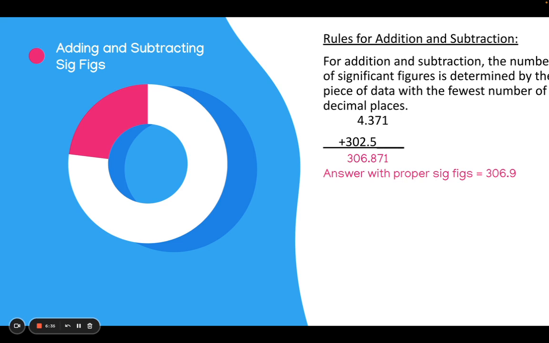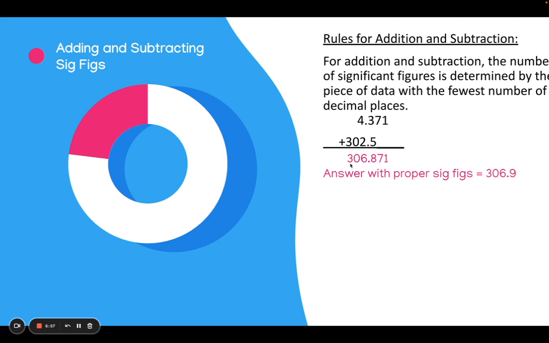So we also add and subtract using sig figs. They have 2 different rules. Rules for adding and subtracting. These numbers are a little skewed here in the example because I wanted to line up the decimals. So the answer with proper sig figs should always have the least number of decimal places.